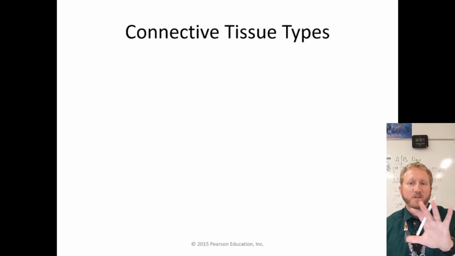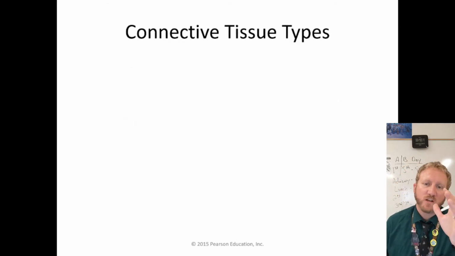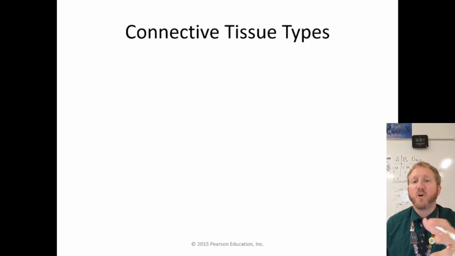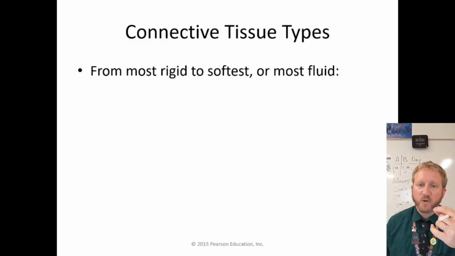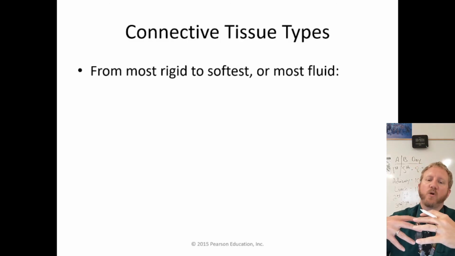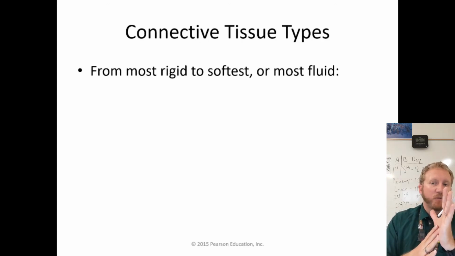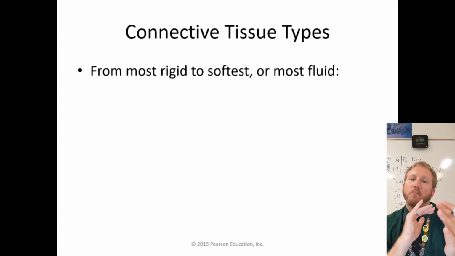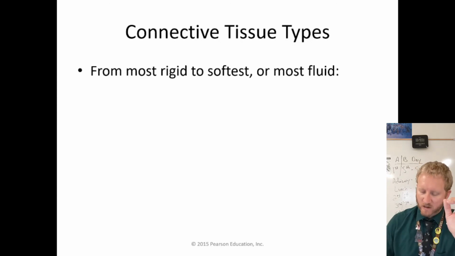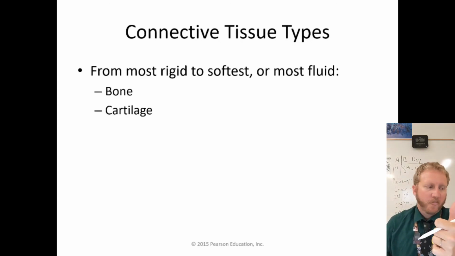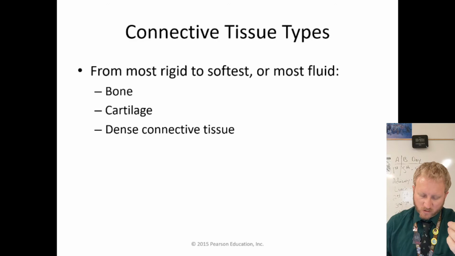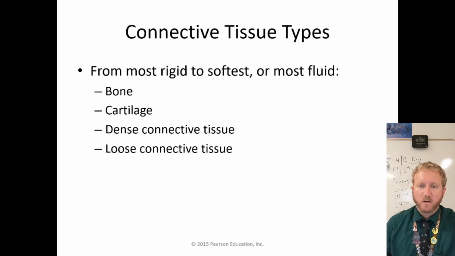So five types of connective tissue, going from most rigid, hardest, to softest or most fluid. To me personally, thinking about it as most fluid is better. So going from most rigid, least amount of movement, to most fluid, most amount of movement, okay? We have bone, cartilage, dense connective tissue, loose connective tissue, and then, this kind of blows people's minds a little bit, blood.